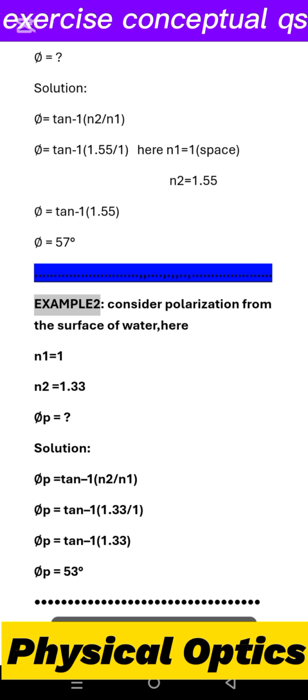Example 2. Consider polarization from the surface of water. Here n1 equals 1, n2 equals 1.33. φP equals? Solution. φP equals tan inverse of n2 over n1, which is tan inverse of 1.33 over 1. φP equals tan inverse of 1.33. φP equals 53 degrees.